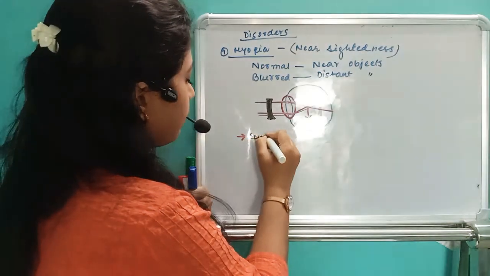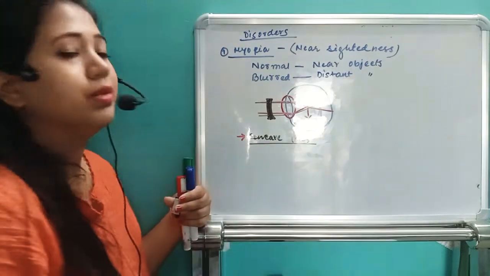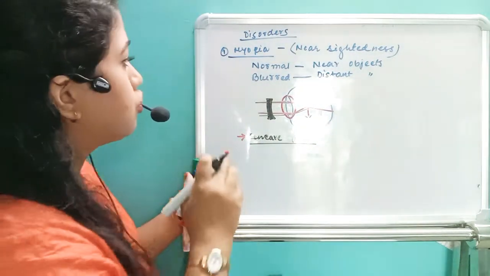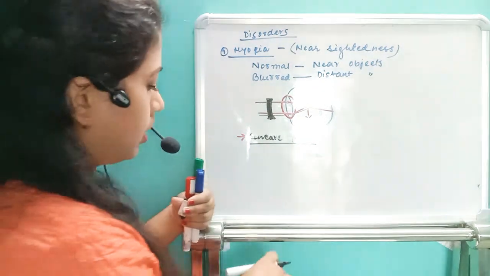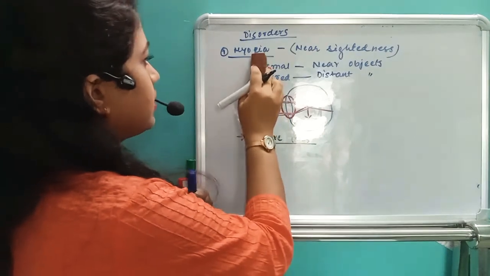Concave lens will be the lens which should be prescribed to the myopic individual. Now after that, the next one, the second disease, we will see what this is.